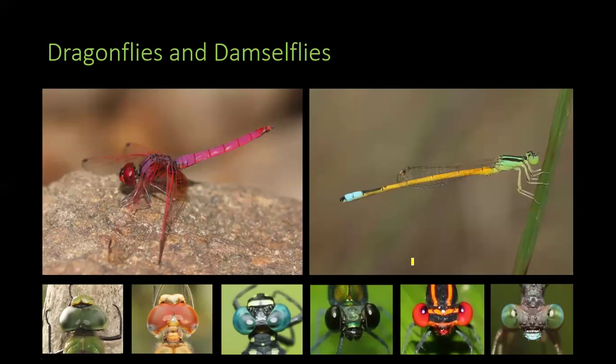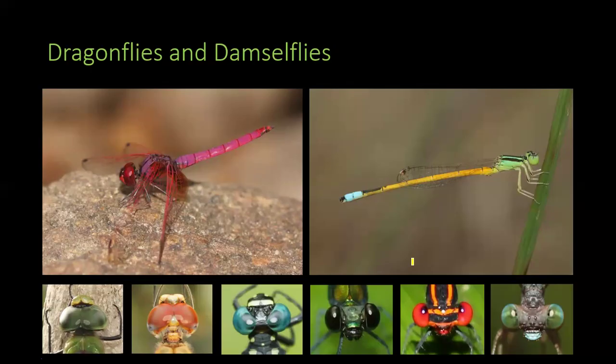So the position of the eye is something that we consider in the classification as a key character between these two different groups. And also when you look into the details of their wings, the structure and the shape of their wings are also different.